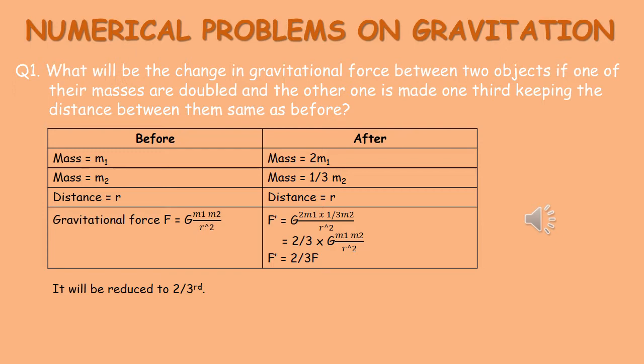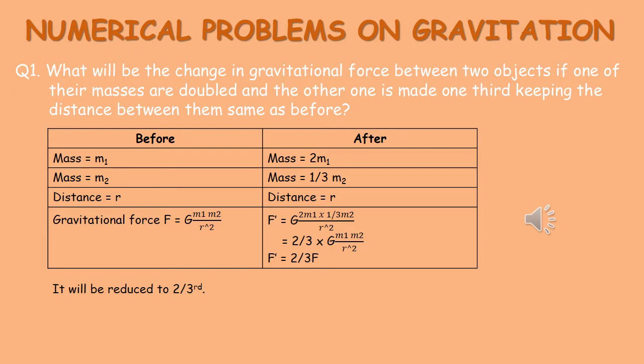These sums can be solved in column method as I have shown, or you can solve normally. In column method, I've made two columns. One is before and the second one is after. So before the change, the first mass is m1. After the change, the mass is doubled, so it becomes 2m1. Second mass is m2. It has been changed to 1/3 m2 as instructed in the question. Distance r remains the same.